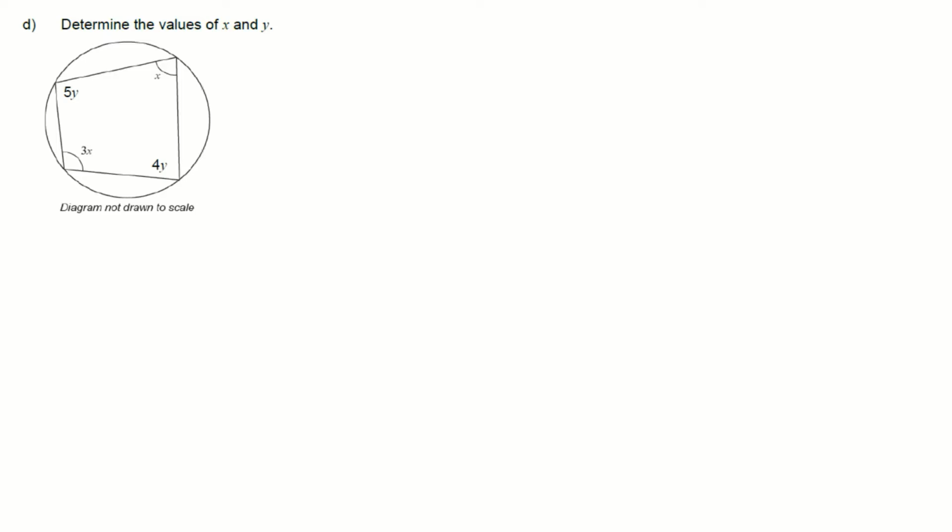Is there one more question on this topic? There is. One more then. Find the values of X and Y. When I look at this, I always spot a really cool shape here. I see a quadrilateral with all four corners on the edge of the circle. This is called a cyclic quadrilateral.